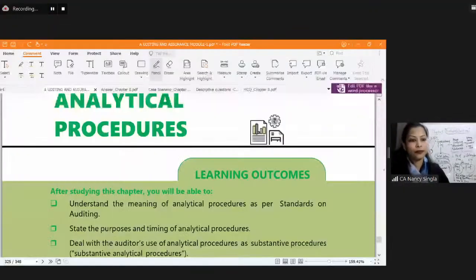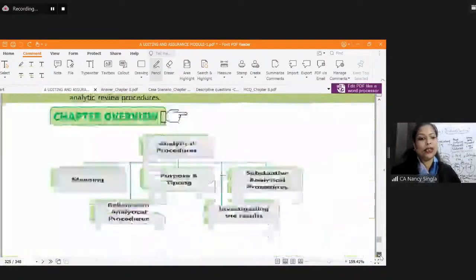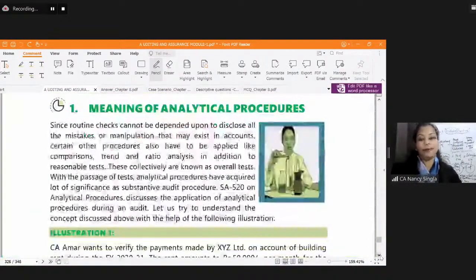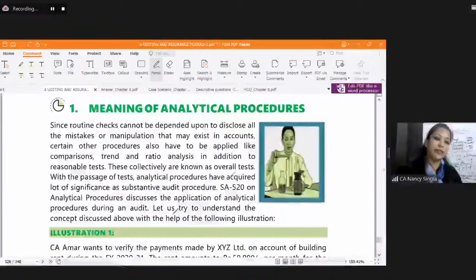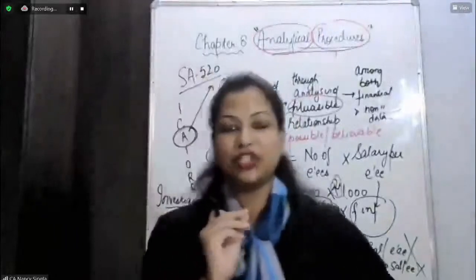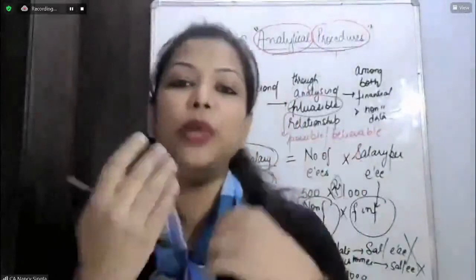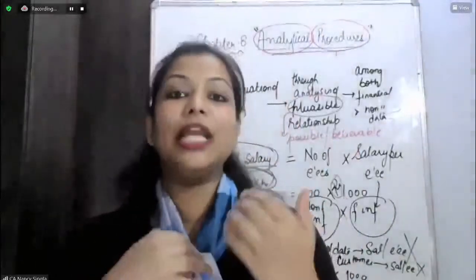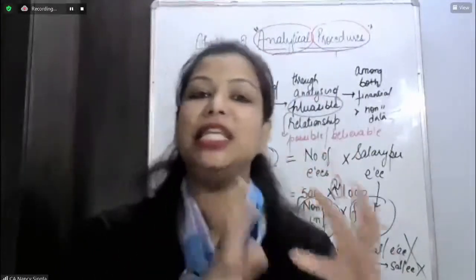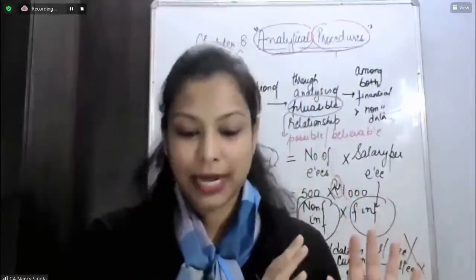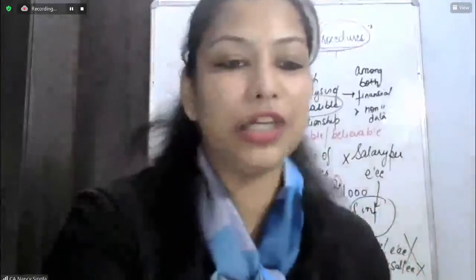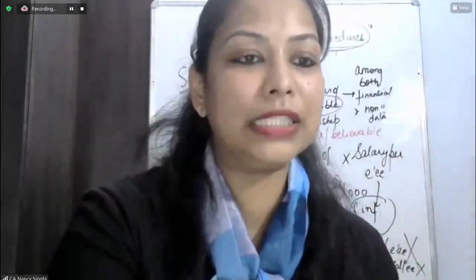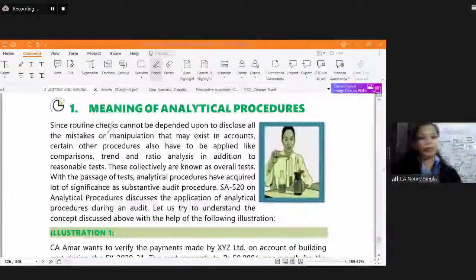See, chapter number 8, Analytical Procedures. If you remember, students, when I gave you the example of XYZ Limited at the very beginning of the lecture, I said that by doing the routine checking, it might not be possible to check each and every item, right? So where is this written in your module? I'll just quickly take you through the module. I hope you are able to see the screen.